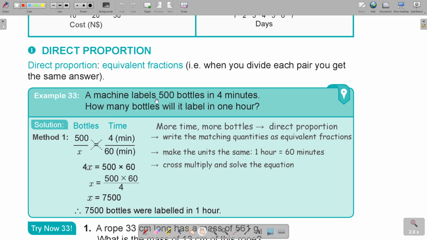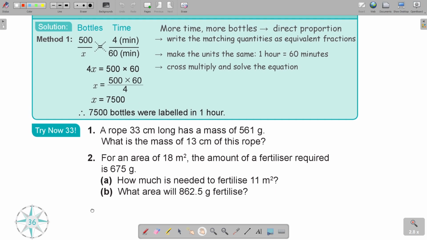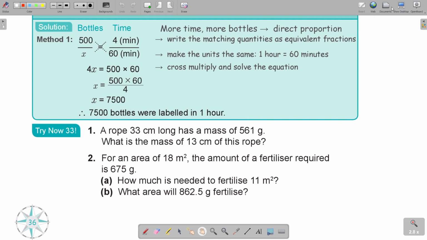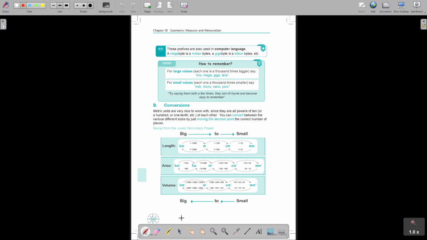So a machine labels 500 bottles in 4 minutes. So bottles, minutes, 500, 4. How many bottles in an hour? So it's 60 minutes, x, cross multiply and then just solve your equation. That's on page 36. And then I wanted to also tell you about the tables. Where did I find the tables? Now I'm going to show you where the tables are.